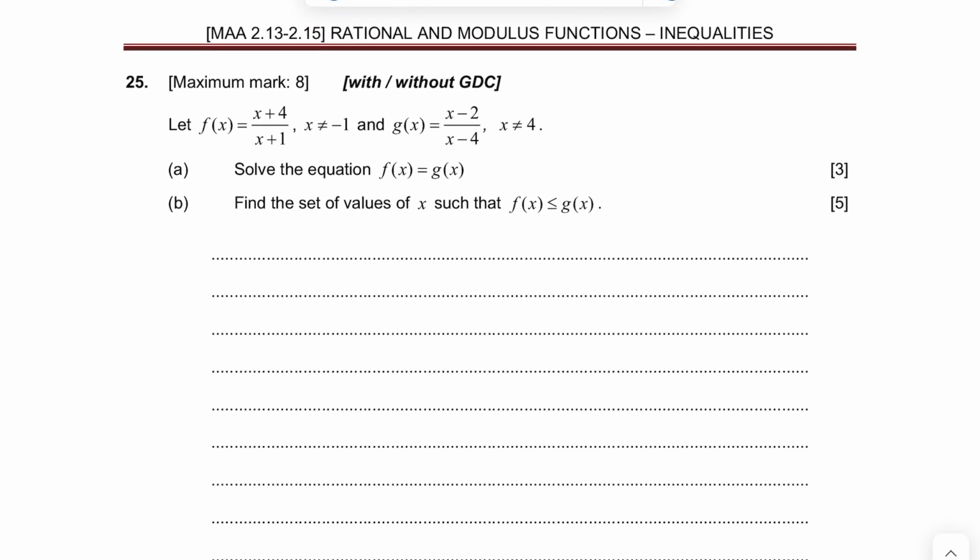Question number 25. F of x is x plus 4 upon x plus 1, and g of x is equals to x minus 2 upon x minus 4. Solve the equation f of x equals to g of x.